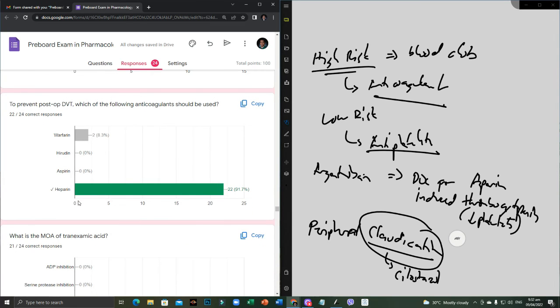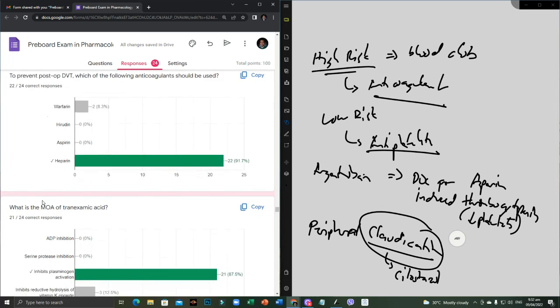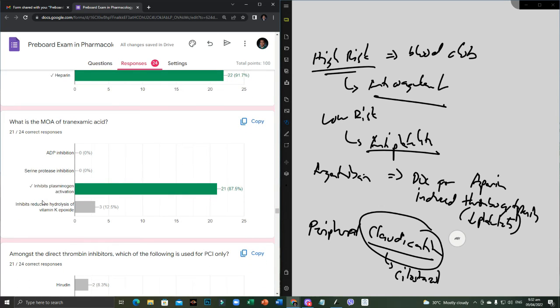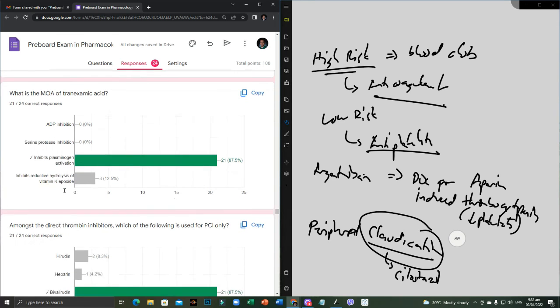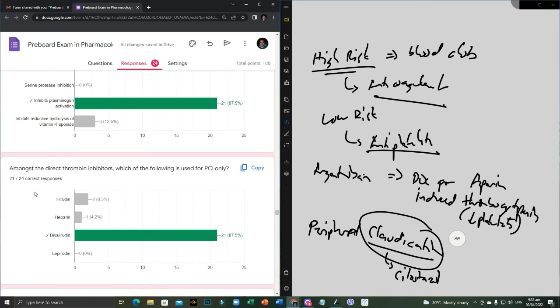To prevent post-op deep vein thrombosis, which of the following anticoagulants should be used? So very good, that would be heparin. What is the MOA of tranexamic acid? So very good, it inhibits plasminogen activation. Tranexamic acid class is the antidote for fibrinolytic drugs like streptokinase, anistreplase, okay, those kinds of drugs.